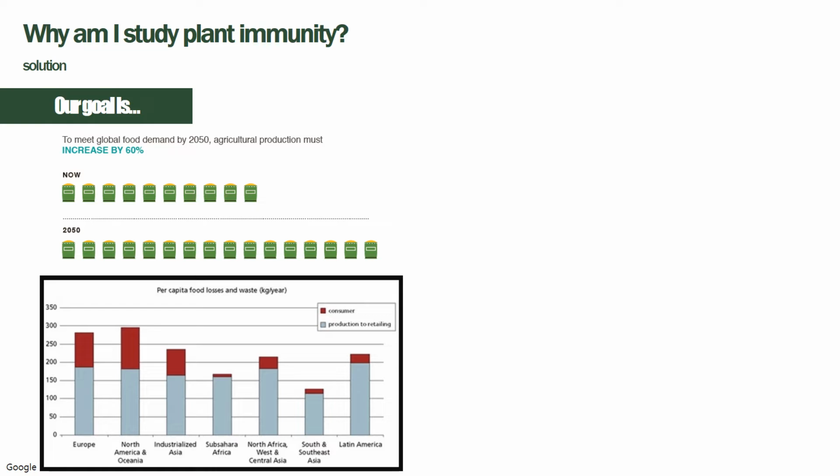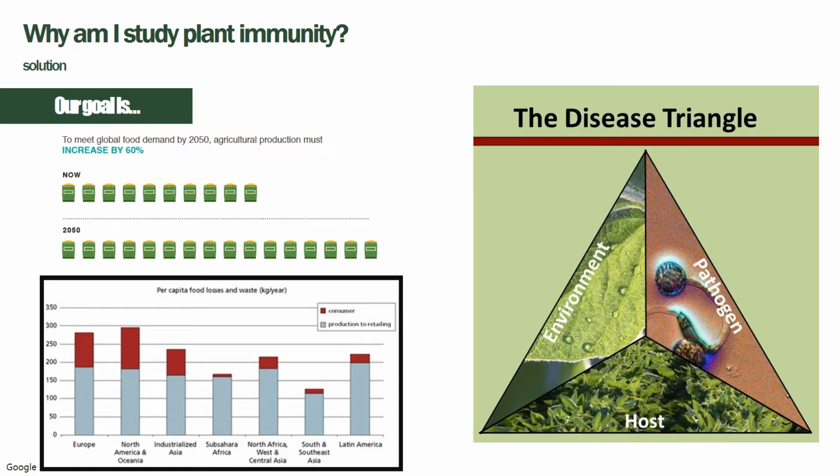So, what are some ways to overcome this problem? The triangle on the left is called the disease triangle, which depicts the relationship of the factors that affect the outbreak of plant disease. Our laboratory is looking to study the relationship between pathogen and plant immunity.